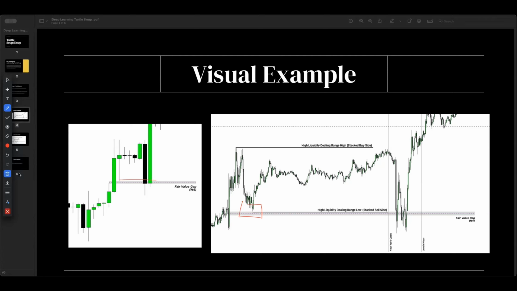That is your high liquidity dealing range low, and this high is your high liquidity dealing range high. Why? Consider the facts. We have a high over here and we have a low over here. In between, can you see how we had so many changes in the state of delivery, here, and then here, here. So many changes in the state of delivery.